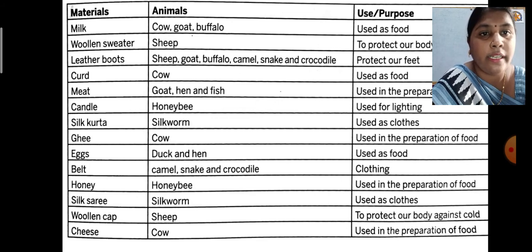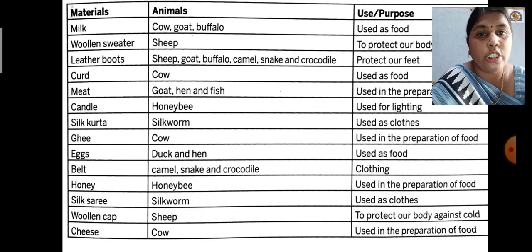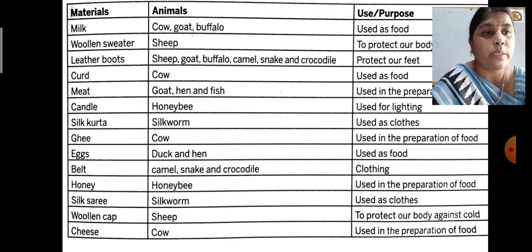Next, honey we get from the honeybee, and it is used in the preparation of food. Silk sari, obviously from silkworm, used as clothes. Woolen cap, from the sheep, because it is made of wool, and wool we get from the sheep, to protect our body against cold. Cheese is made from milk, and milk we get from the cow, and it is used in the preparation of food.